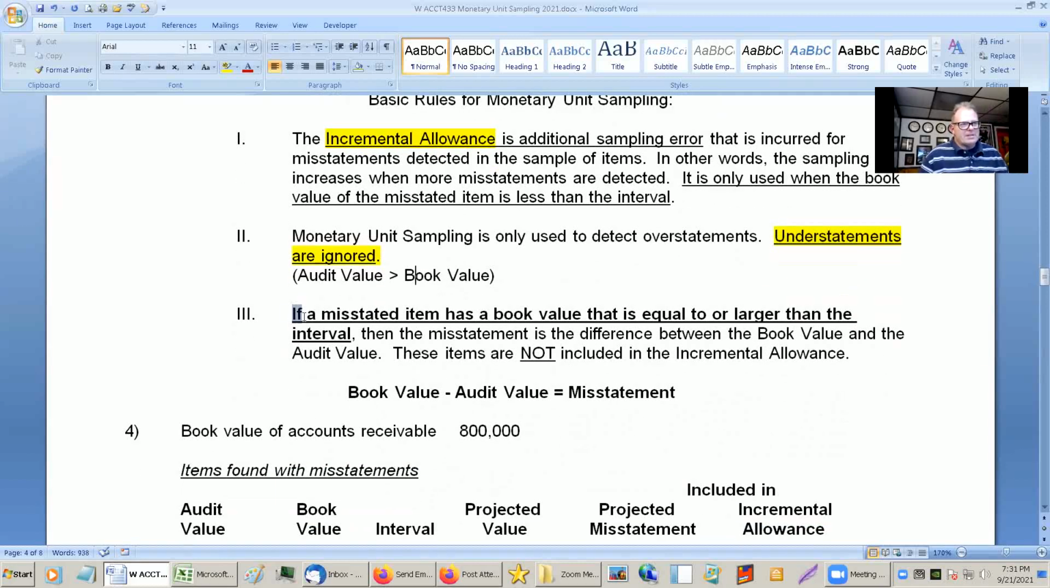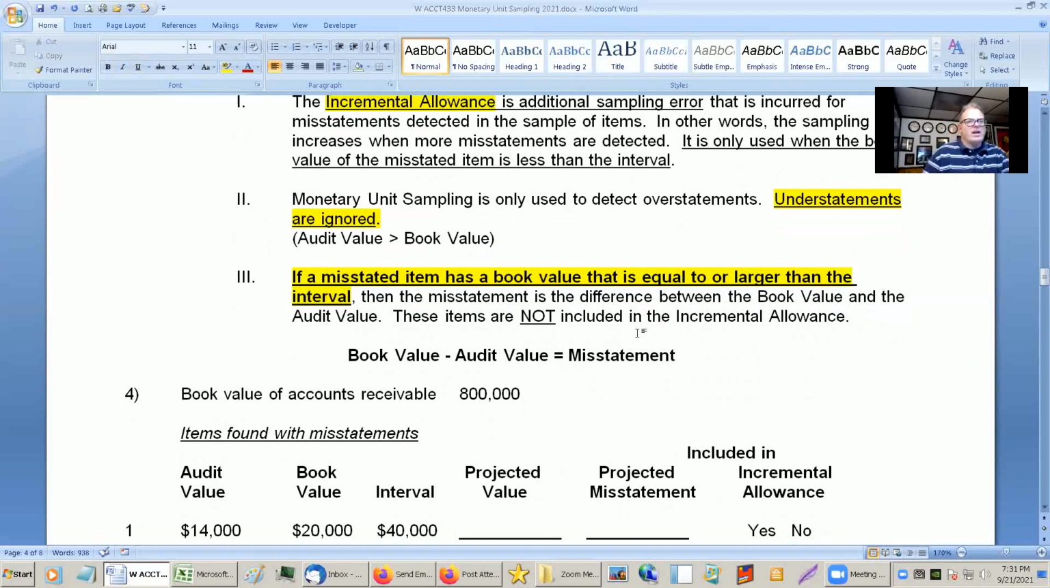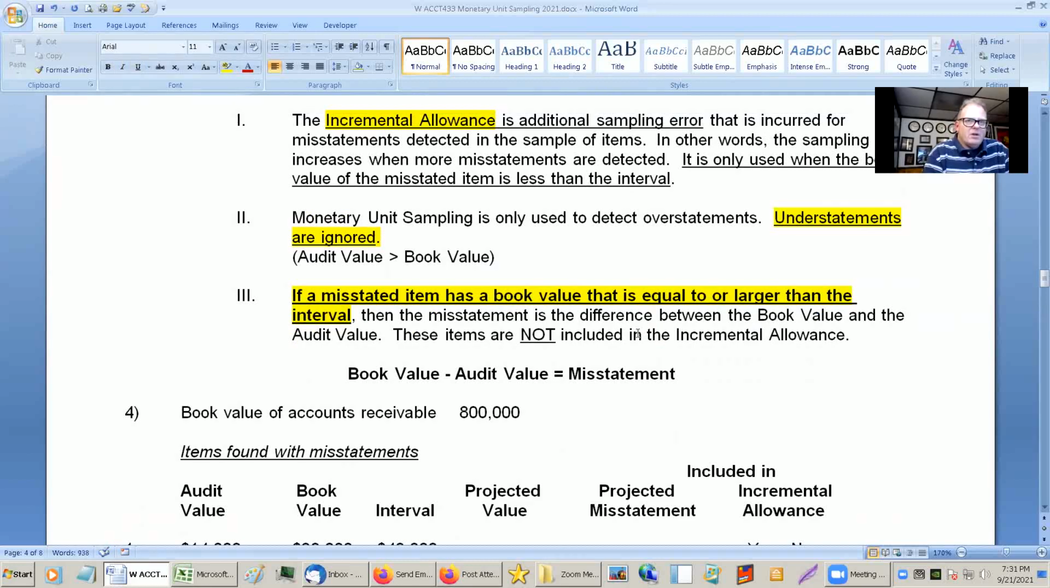If a misstated item has a book value that is equal to or larger than the interval, then the misstatement is the difference between the book value and the audit value. So we don't project it over. And you say, well, why don't we do it the same way we did before? I'll show you why in a little bit.